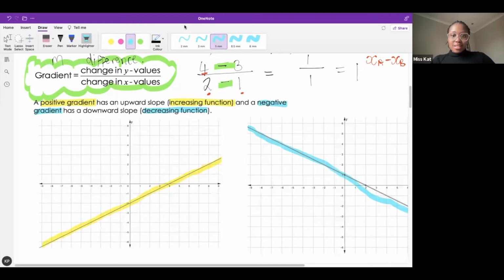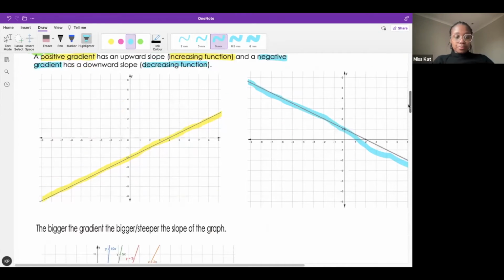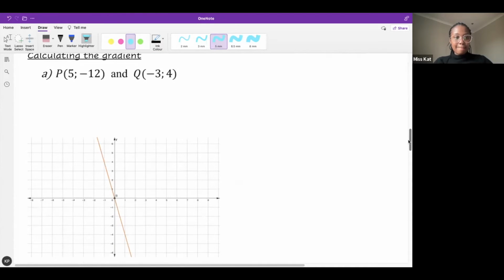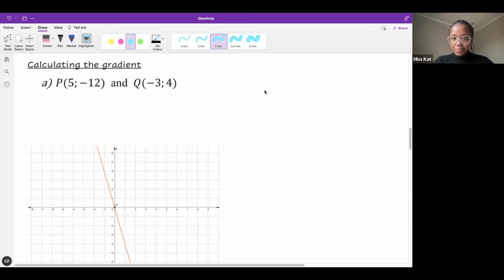Does that information make sense? So if you do the calculation, y minus y divided by x minus x, and you get a positive answer, that means your graph is increasing, which means it's going upwards. Okay, if you do that calculation and you get a negative answer, that means your graph will be decreasing, it's going down. Okay, so let us practice calculating the gradient. Okay, I'm going to write the formula over here.